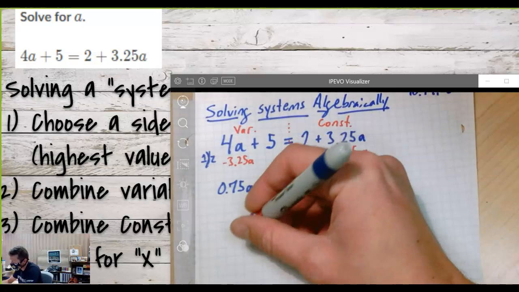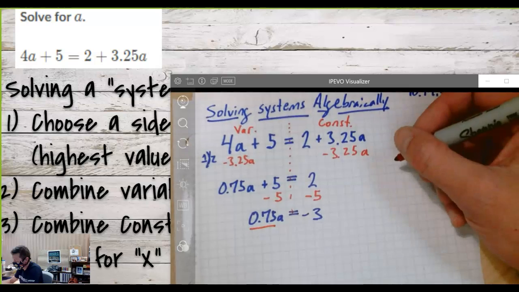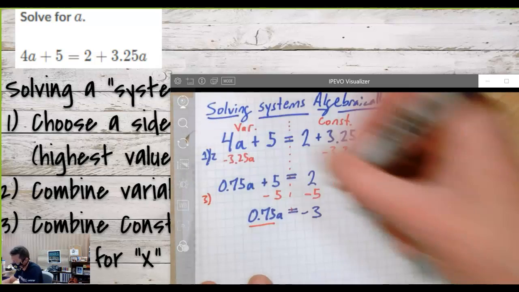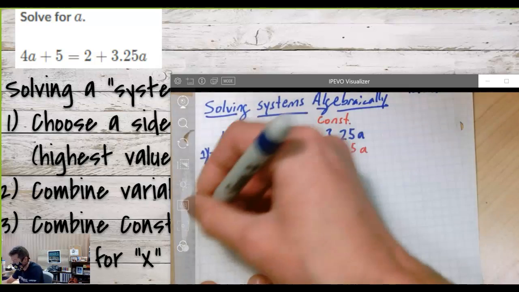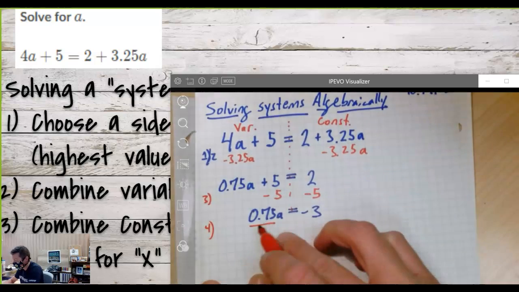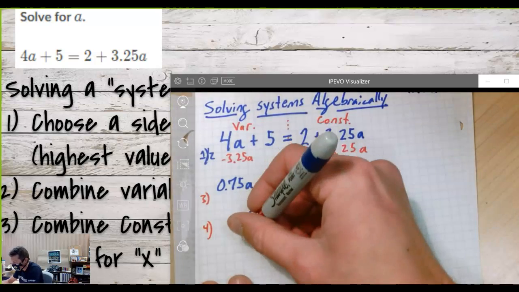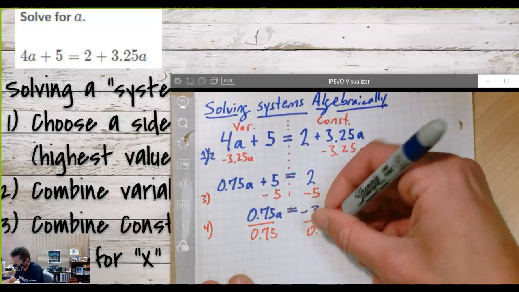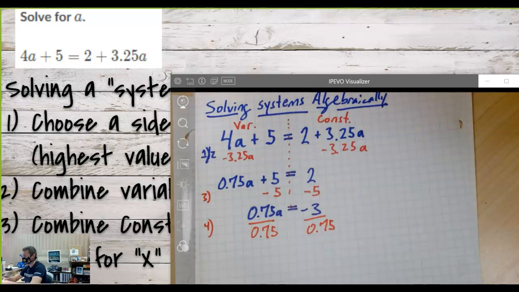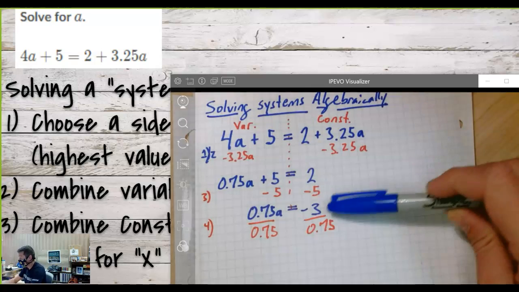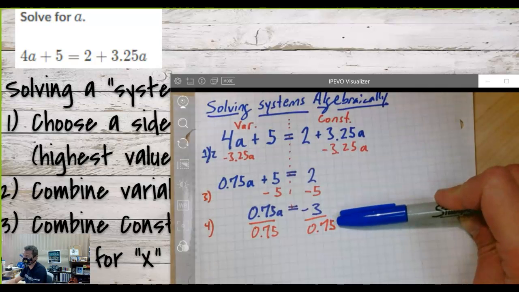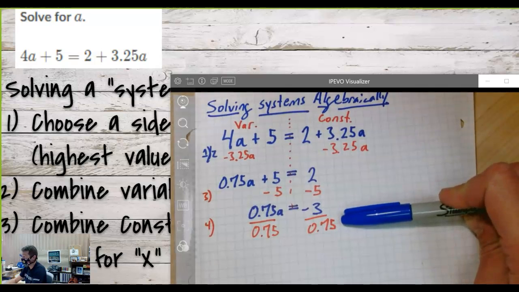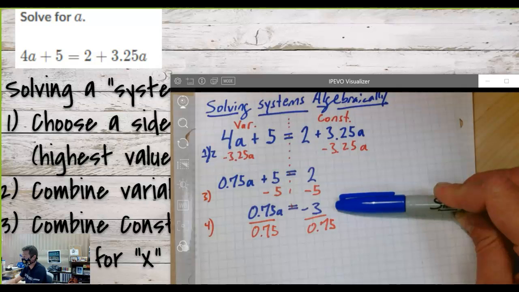But now we divide. Sorry, we did step 3, right, combining the constants. And then step 4, solving for x, 0.75 is multiplied to it, so we're going to divide by the 75/100ths, and we do it on both sides. Now, this is something that a lot of times kids will come to me and say this doesn't make sense, but it does. If you divide by a number less than 1, your answer gets bigger.